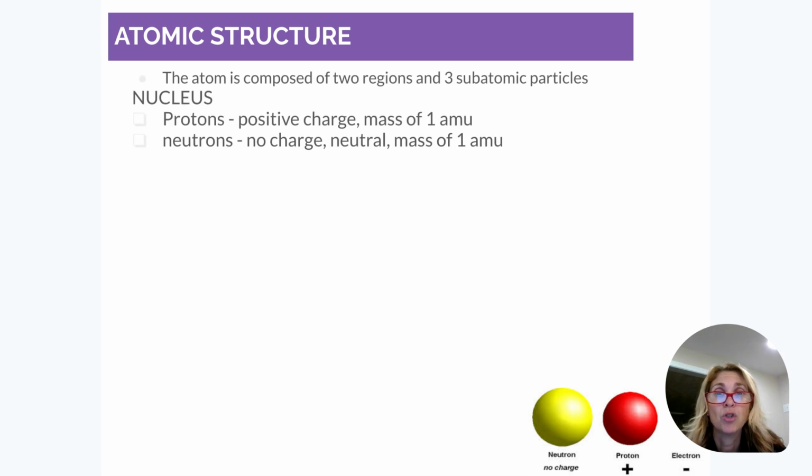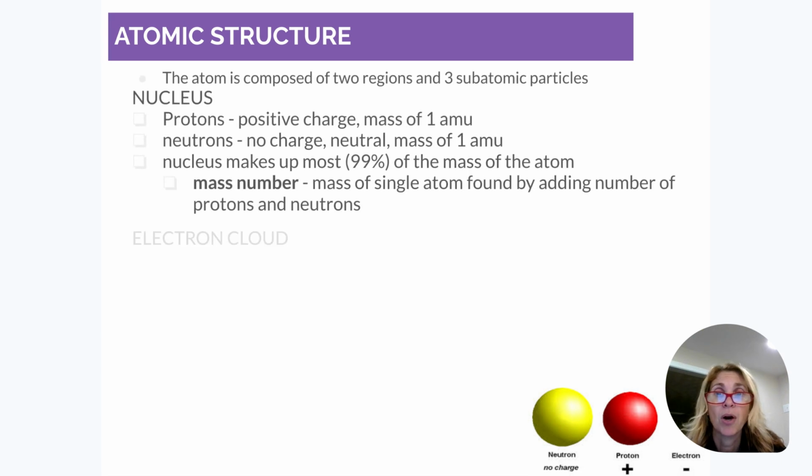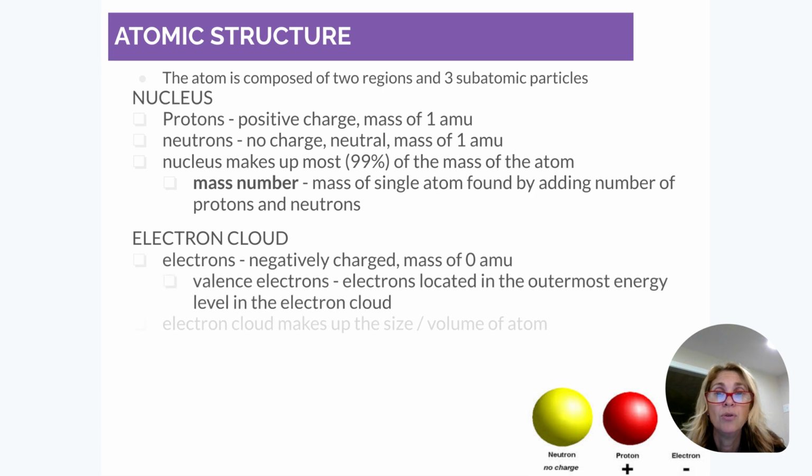The atom is composed of 2 regions and 3 subatomic particles. The 2 regions are the nucleus and the electron cloud. In the nucleus are 2 subatomic particles, the proton and the neutron. Protons are positively charged and have a mass of 1 AMU, or atomic mass units. Neutrons are of equal mass with 1 AMU, but they have no charge. They're neutral. Because the nucleus contains 2 particles with equal mass, they make up most of the mass, or 99% of the atom.